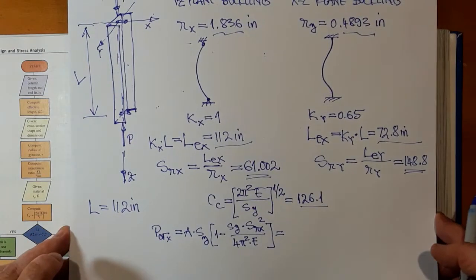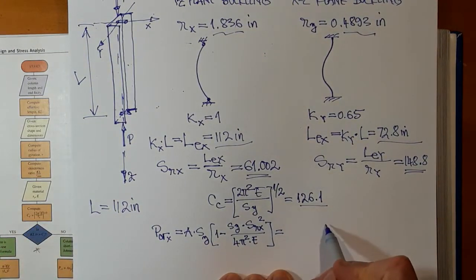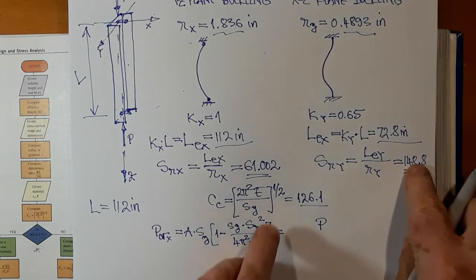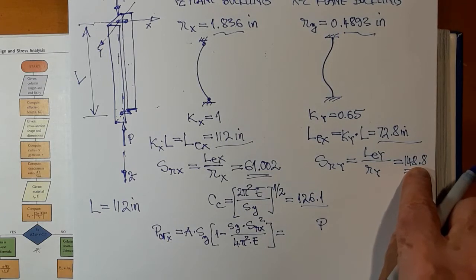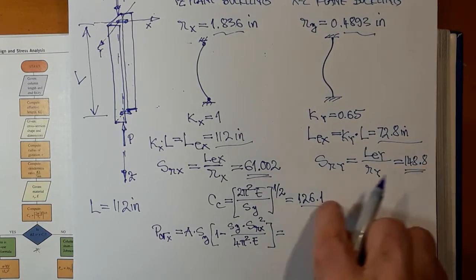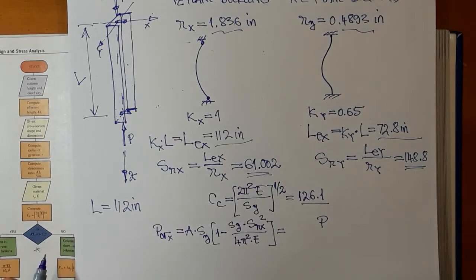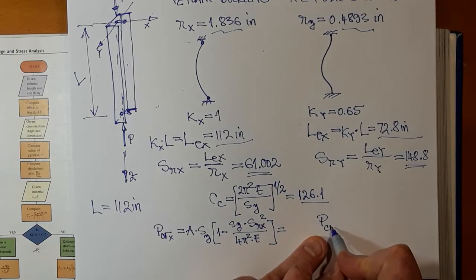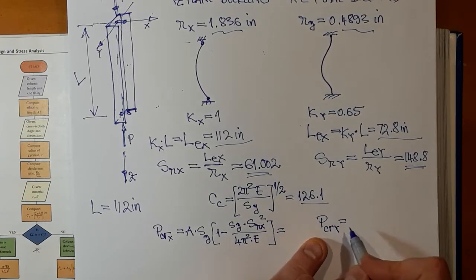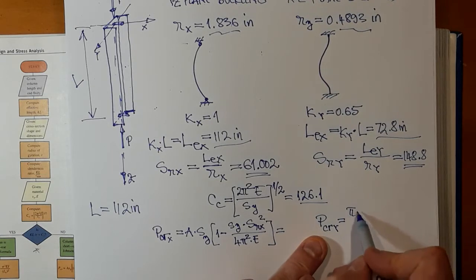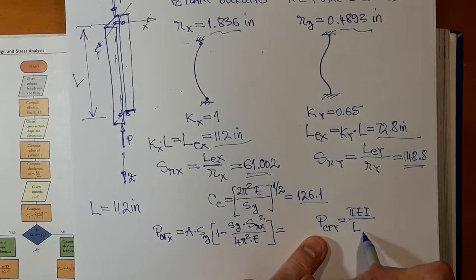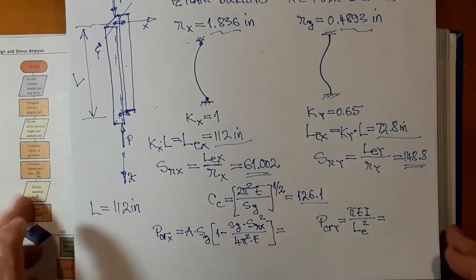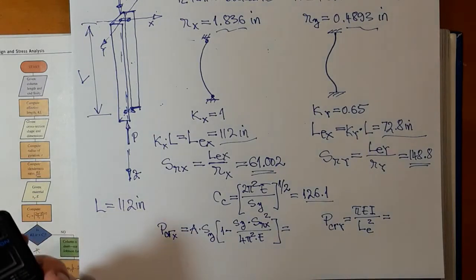The other one is, we have Coulomb constant and slenderness ratio. The slenderness ratio is bigger than the Coulomb constant, so we have Euler case. So critical load about the y-axis, it's pi squared EI over equivalent length squared. So let's calculate these two values.